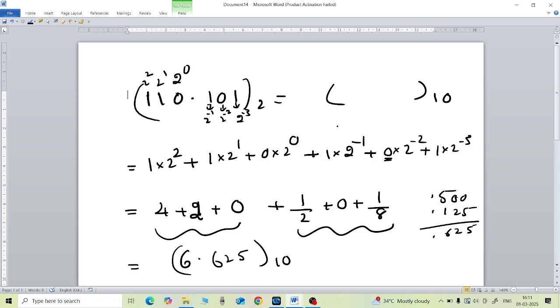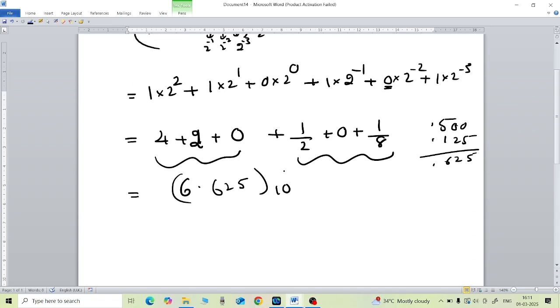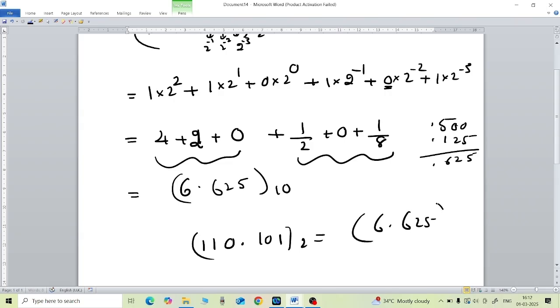So when you write the answer, you have to write it like this: 110.101 in base 2 equals 6.625 to the base 10. This is how you have to write the answers. Hope it is clear for you.